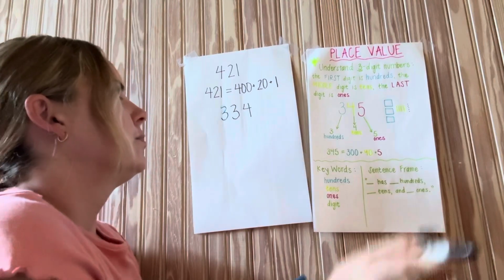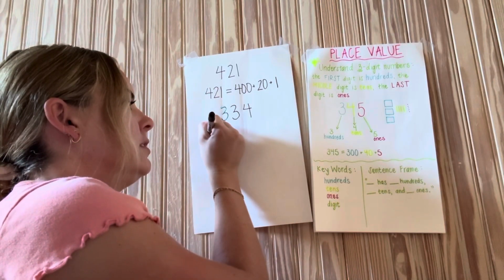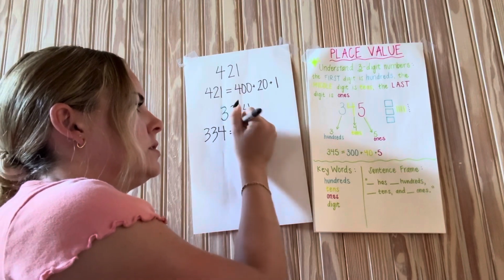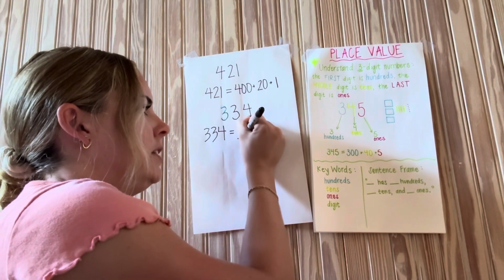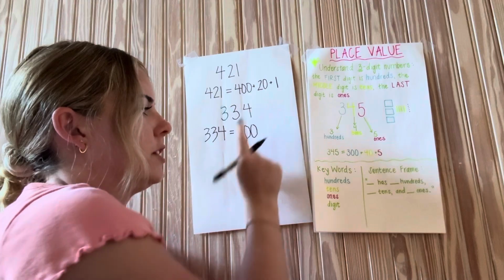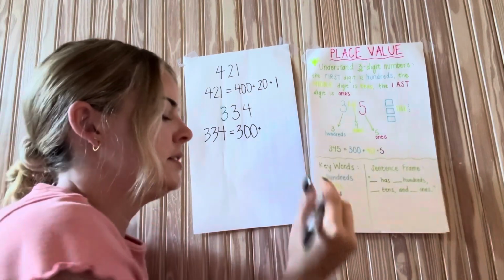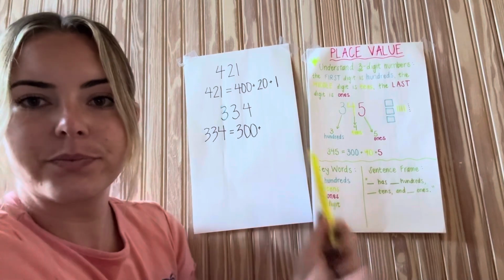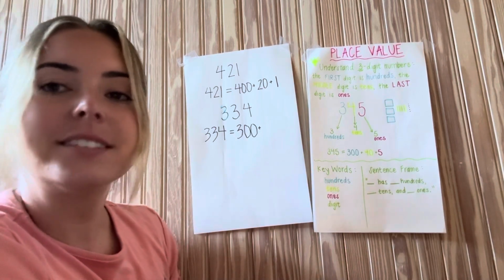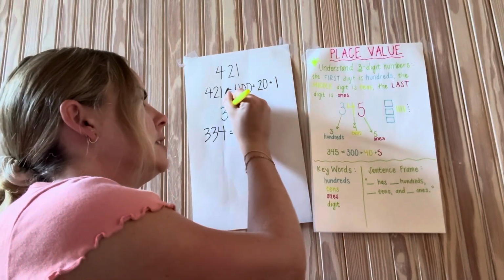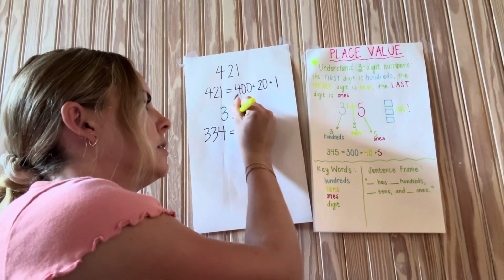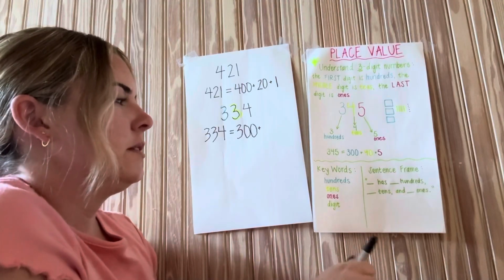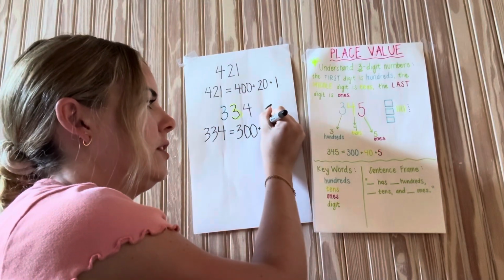So let's highlight that in our hundreds place, okay? So 334 equals 300, right? Our hundreds, 300s plus, where is our tens place? Can you tell me where our tens place is? Yes, the middle 3. The middle 3 is our tens. Okay, so that's going to be 300 plus 30.